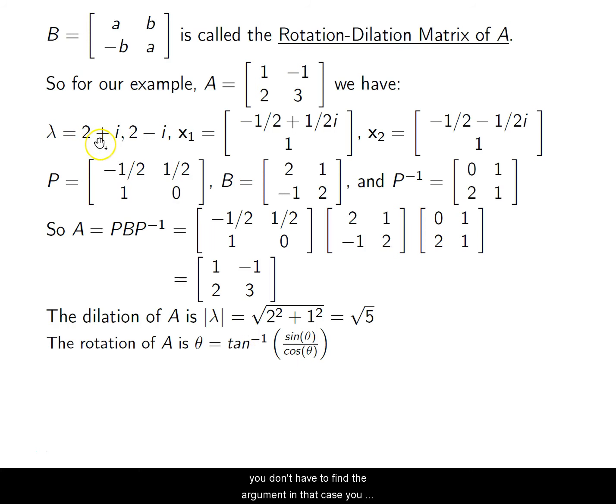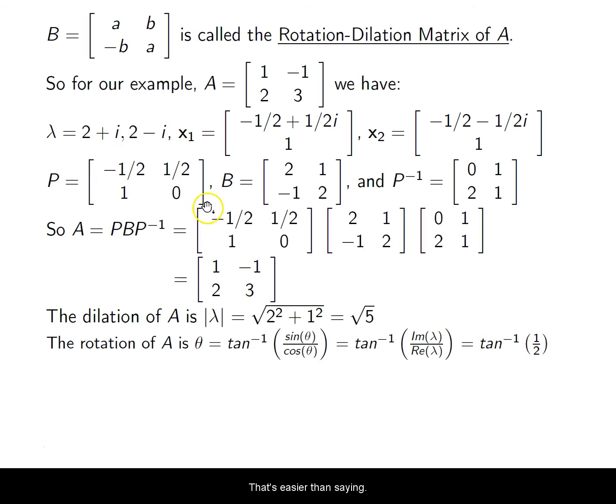You don't have to find the argument in that case. You just need to put basically B over A. So sine theta over cosine is tan inverse of the imaginary part over the real part, right? Imaginary part over the real part, or 1 over 2. That's easier than finding the modulus, which we do have already, and then saying that 2 is equal to the modulus times cosine theta, and then doing some algebra there. I can just put B over A into tan inverse, right?